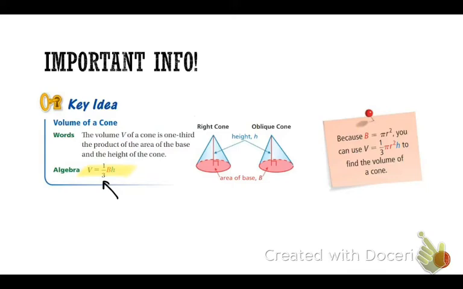Why do you think, look at the shape of a cone. Why do you think I need to divide it by 3? So like with the cylinder yesterday, I just did the area of the base times the height. Why do you think that I would divide it by 3? Remember, volume fills an object. Taylor, what do you think?